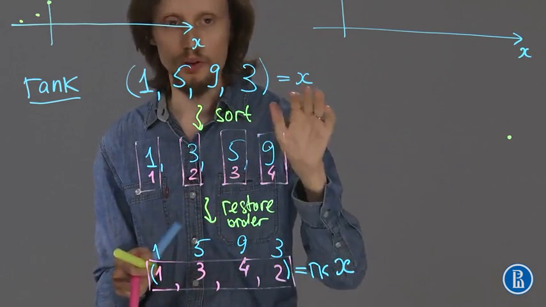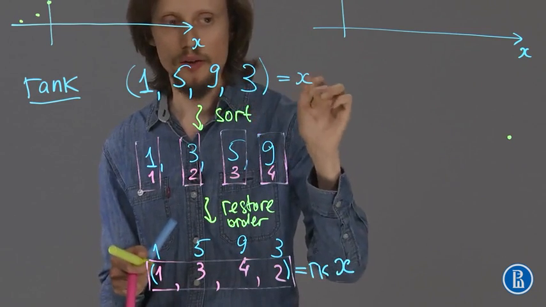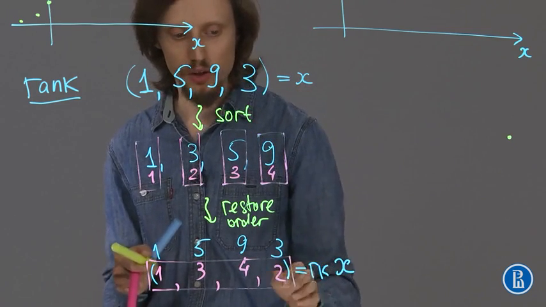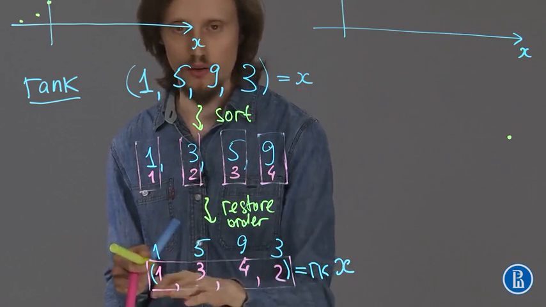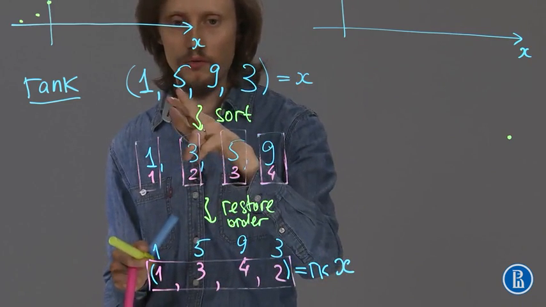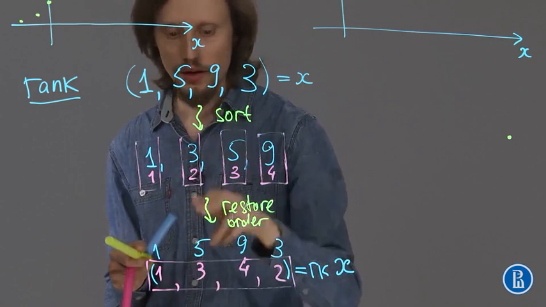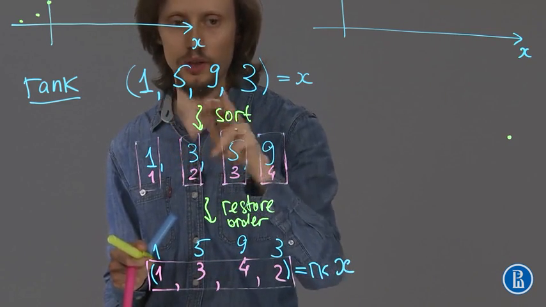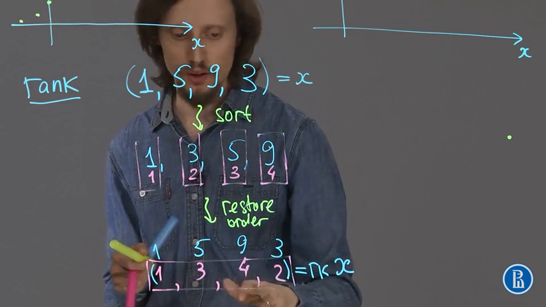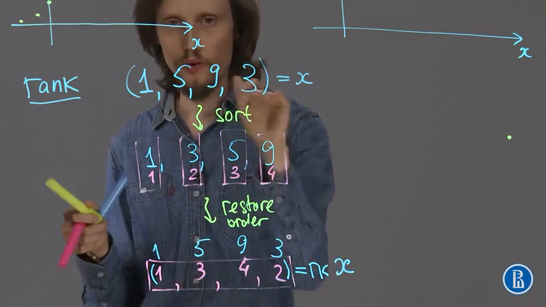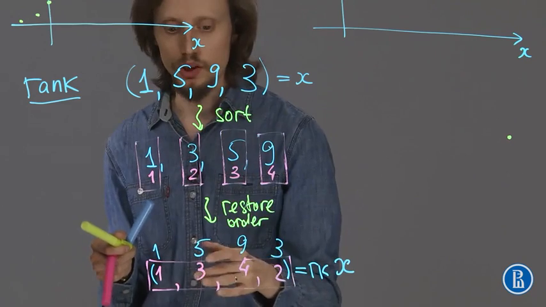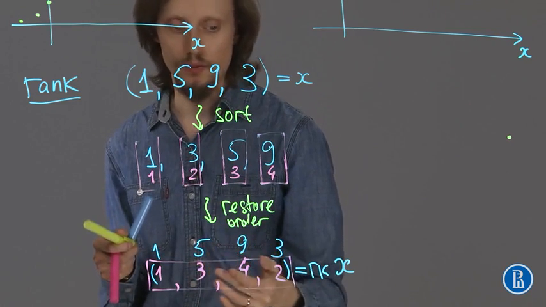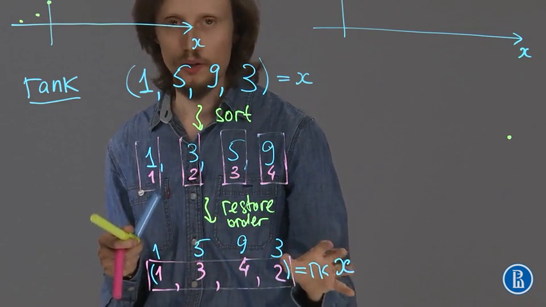Note that if I want to compare elements in x, it is the same as to compare these elements here. For example, 5 is less than 9, and here 3 is less than 4. Or 5 is larger than 3, and here 3 is larger than 2. So the order is preserved, but the numerical values are lost. This is what our rank transformation does.